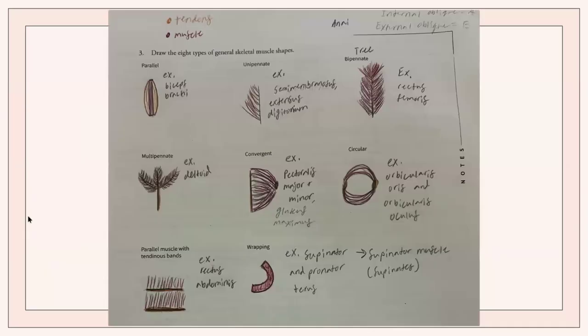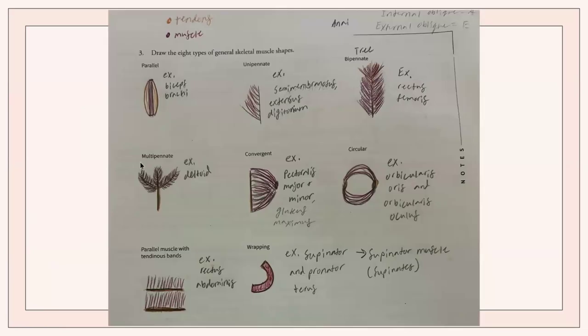So over here is a nice depiction of that. You have your parallel muscle. You can see all of the lines are going in the same direction. Unipennate, it's branching off from one side. Bipennate, it looks a little bit like a tree and it's branching out from both sides.